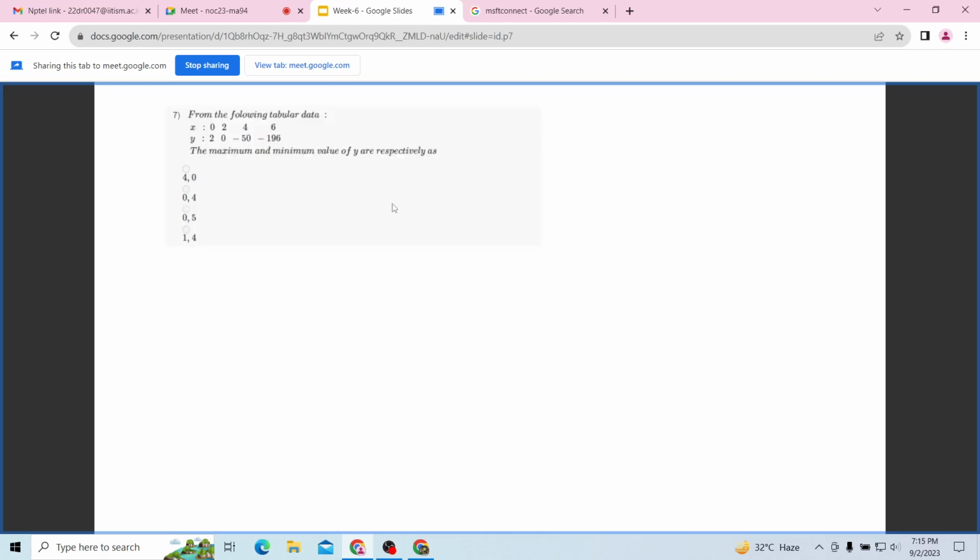So next question is, from the following tabular data, that is x at 0, 2, 4, 6 and corresponding y you have been given 2, 0, minus 50 and minus 196. You have to calculate the maximum and minimum value of y. Okay, so calculate it. Is it 4 comma 0, 0 comma 4, 0 comma 5 or 1 comma 4? Calculate the maximum and minimum value of y.